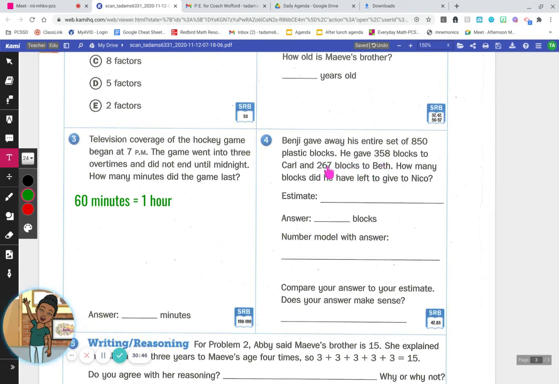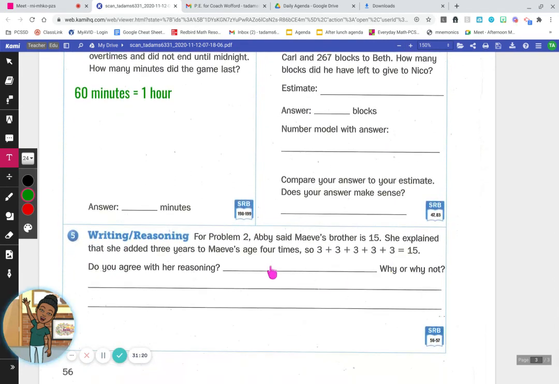It might be easier for you to add these two numbers together. So 358, maybe you want to estimate that to 400. 267, maybe you want to estimate that to 300. 400 plus 300 equals 700. So 850 minus 700. Choose your own strategy to estimate. So you are answering. You're putting your estimate on this line. Show me the problem that you used. For the exact answer, you don't have to do this, and then compare your answer to your estimate. Does it make sense?